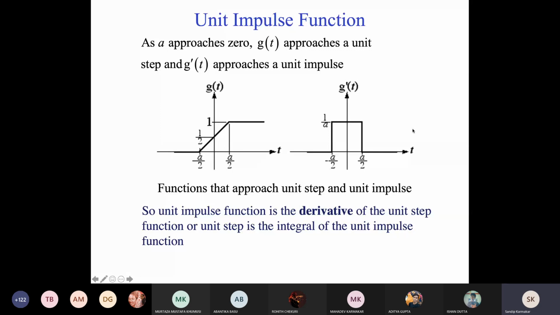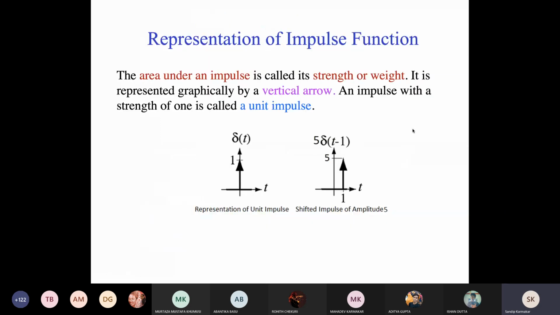So impulse means just a single line, just like this. This is an impulse. So impulse is just like a single line at t equal to 0 or t equal to 1, whatever it is. And the value, generally for the unit impulse function, is 1. Otherwise the value is given by 5 delta t. Here the value of delta t is 1 at t equal to 0 and all other values are 0.